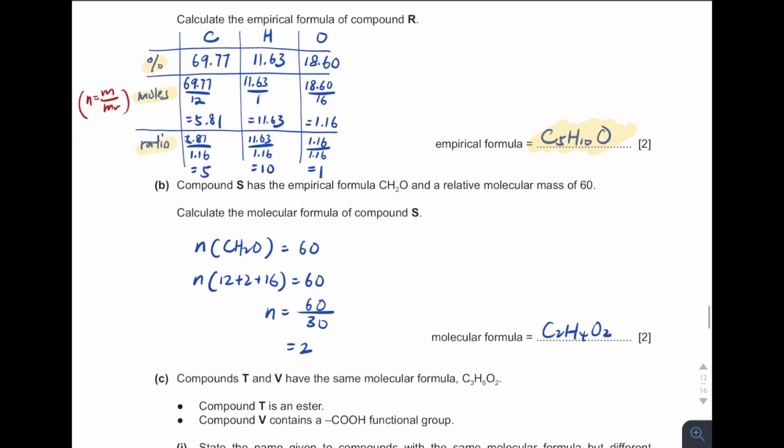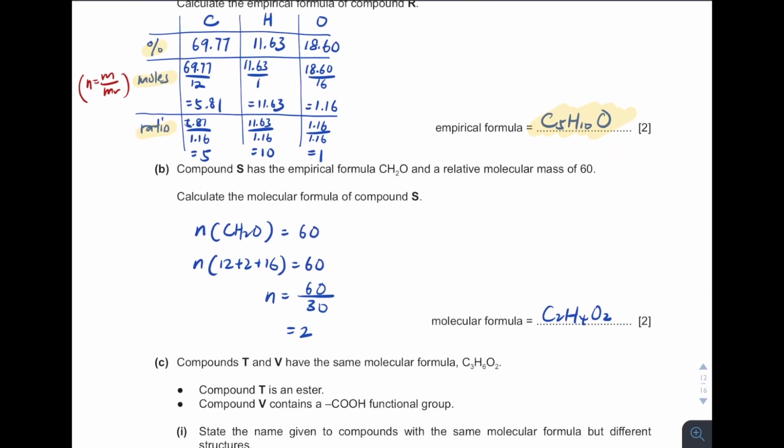Alright, okay, then we are given the empirical formula of CH2O with a relative molecular mass of 60. So therefore, what is the molecular formula? In this case, we need to look for the factor n. You see, n times the Mr of CH2O equals 60. So look for the relative mass of CH2O: 12 plus 2 plus 16, so eventually you get 30. So n equals 60 divided by 30, you get 2. So you know that the factor is 2. So you multiply the empirical formula by 2, you get C2H4O2. See, if you calculate the relative molecular mass of C2H4O2, you will get 60.